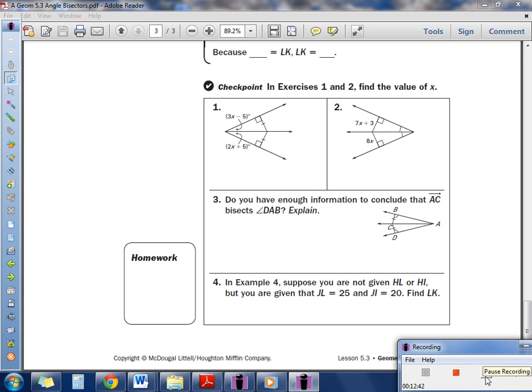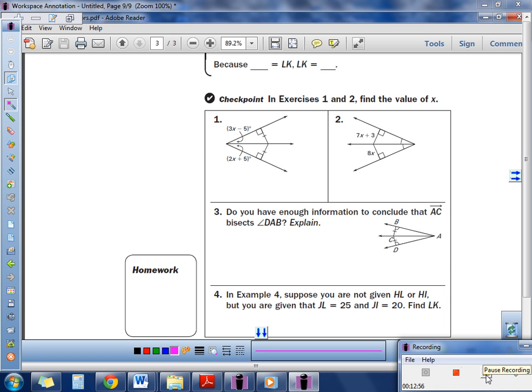Here are a few checkpoints. The first couple ask you to solve for X. The third one says, do you have enough information? And number 4 asks you to find some pieces that refer back to example 4. All right, these are pretty quick. In these pictures, this is critical. They cross right here. There's their point of concurrency. It's where they cross. These segments are congruent. That relates back to the in-center.